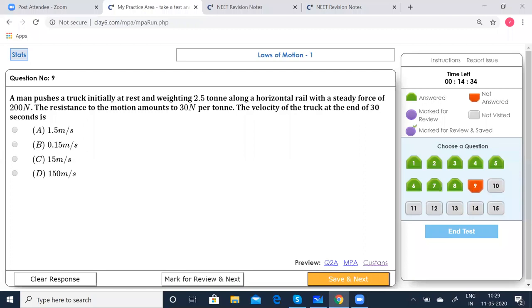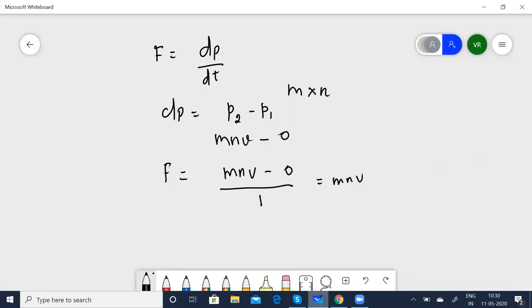A man pushes a truck, initially at rest and weighing 2.5 tons, along a horizontal rail with a steady force of 200 newtons. The resistance to the motion amounts to 30 newtons per ton. The velocity of the truck at the end of 30 seconds is what? This is an interesting problem. Let us solve that.